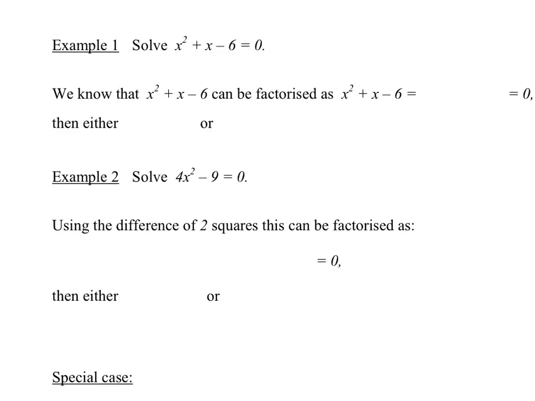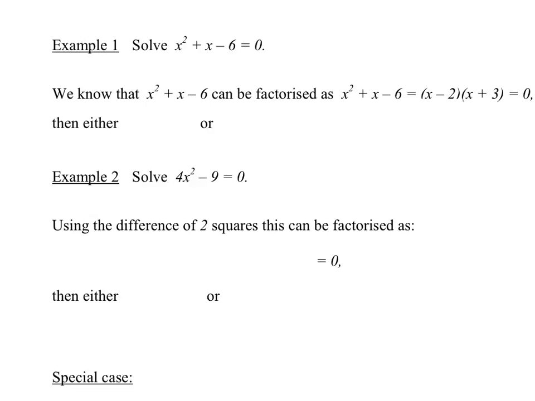From work that we've been doing over the last week or so, we should know how to factorize x squared plus x minus 6. It's a matter of looking for two numbers that multiply to give negative 6 and add to give 1, since there's an invisible 1 before the x. Well, the two numbers I can think of are negative 2 and 3. Negative 2 times 3 is negative 6. Negative 2 plus 3 is 1.